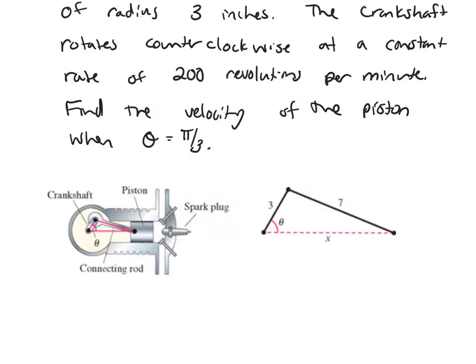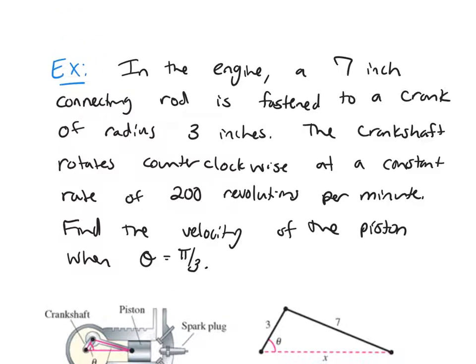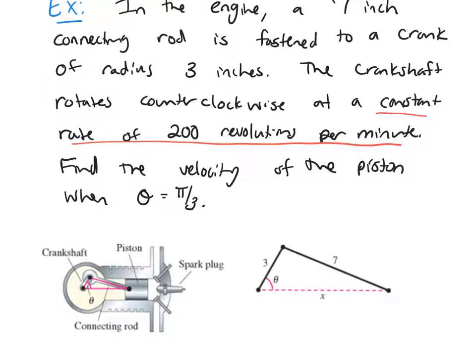So the first thing we need to do, again, is identify our given. What rate are we given? We'll look for a rate here. I see that I was told that the crankshaft rotates at a constant rate of 200 revolutions per minute. So that has to do with the angle.